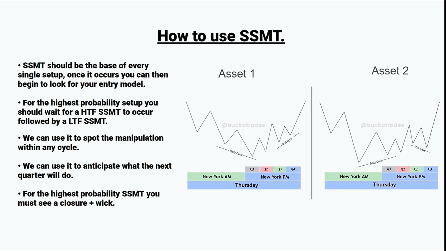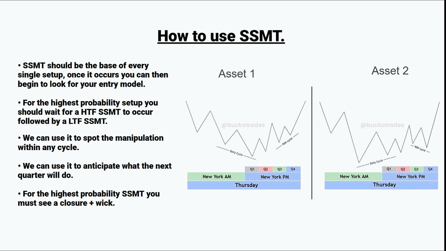Sequential SMT will also mark the low or high of whatever cycle you are viewing. So if you're looking for a bullish day, you would want to see price drop down below that true day open, form a bullish daily cycle sequential SMT, and then you can begin to look for your long setup after a second stage of sequential SMT occurs on that low time frame.